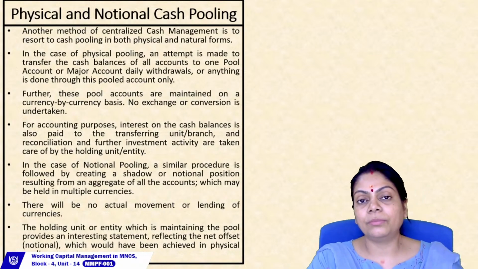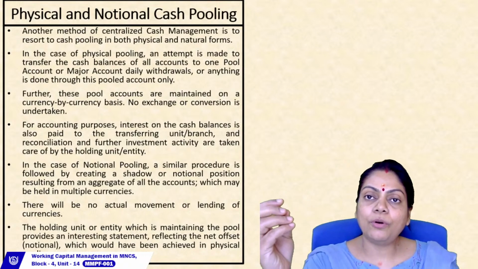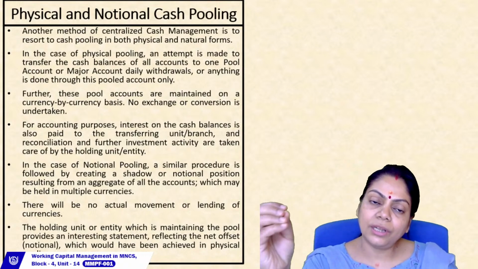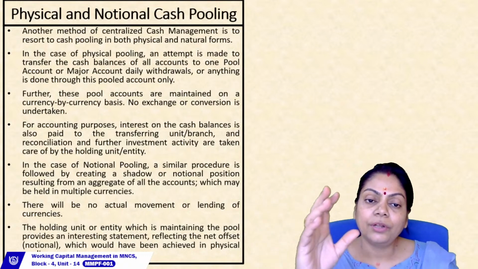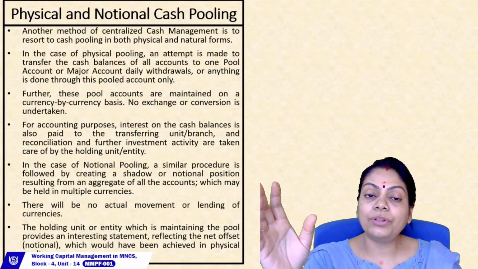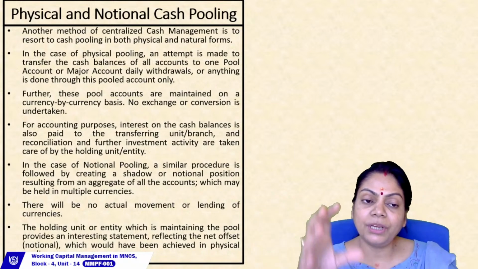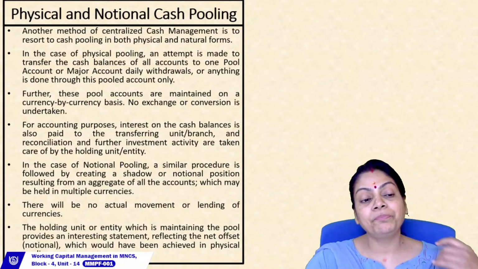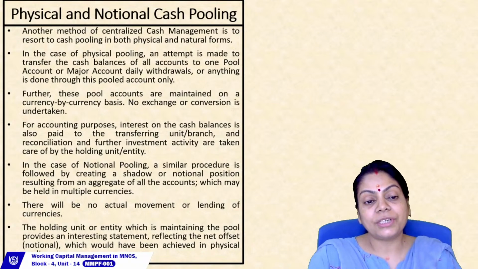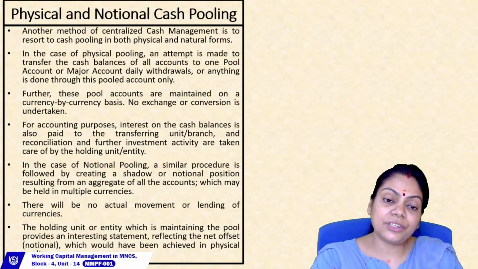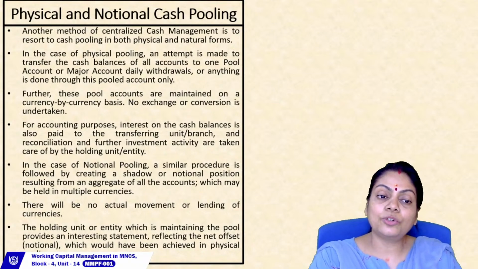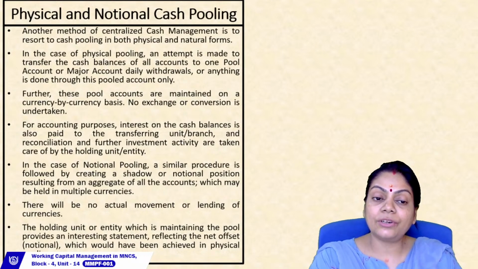So basically, if you're talking about pound sterling, then it is pound sterling, where we are not concerned about the exchange or the conversion at this point of time. You just bring in and deposit, or you pull together. Now, for accounting purposes, the interest on cash balance is also paid to the transferring unit branch, and the reconciliation and further investment activity will be taken care of by the various entities.